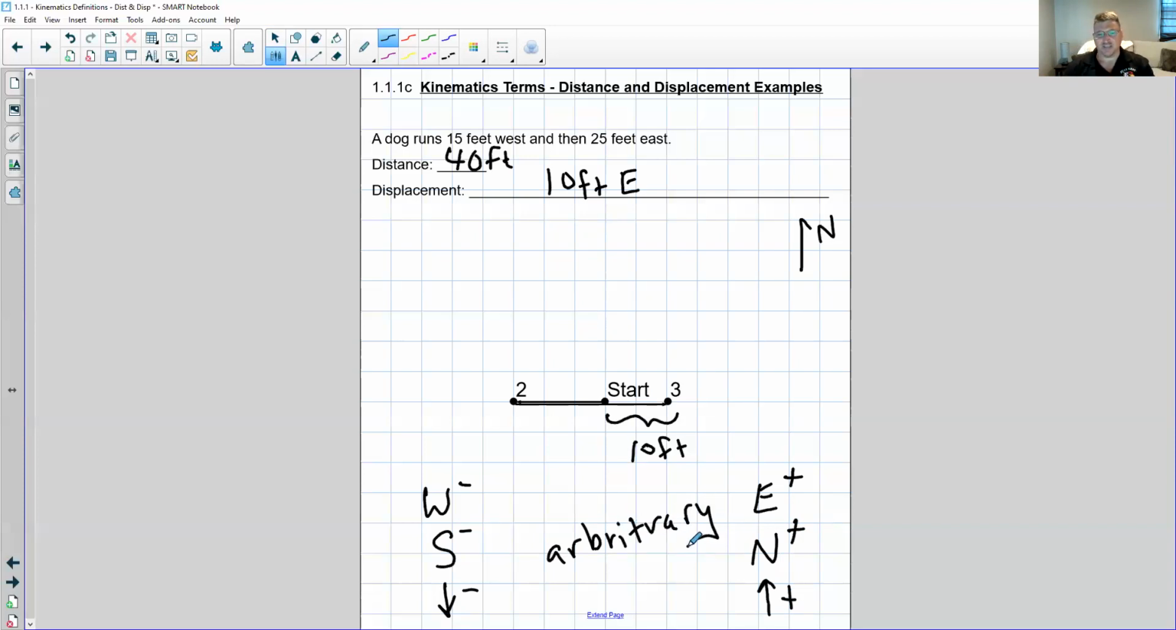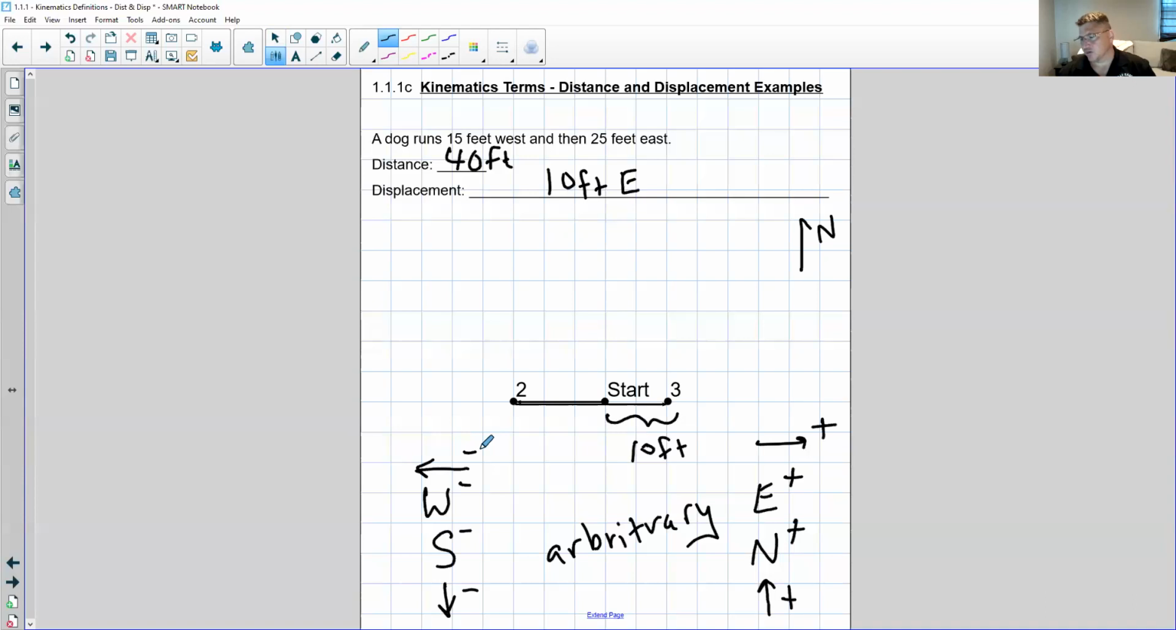And you can change these things on the fly. You can decide for the sake of any one particular problem that you're going to call down the positive direction and up the negative direction. And there may be cases where that actually makes a lot of sense. So you're free to make these choices as you will. Just know that generally speaking, we usually call east, north, and up the positive directions, and west, south, and down the negative directions. Also, to the right would be positive, and to the left would be negative.